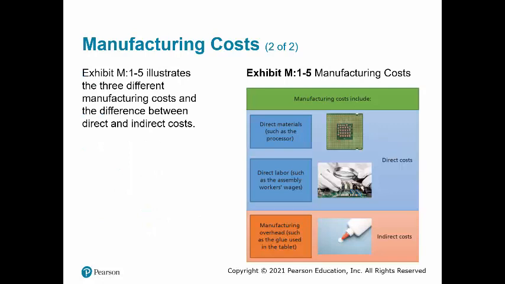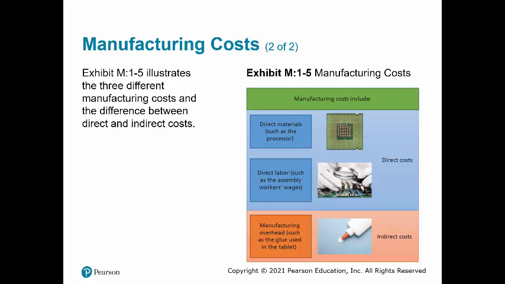This diagram gives you some examples of direct materials, direct labor, and manufacturing overhead for SmartTouch Learning. In the diagram, we see a picture of a computer chip. For SmartTouch Learning, a computer chip that's included in the manufacturing of the tablet computers would definitely be a direct material because it could be easily and cost effectively traced to each of the tablet computers they are producing.